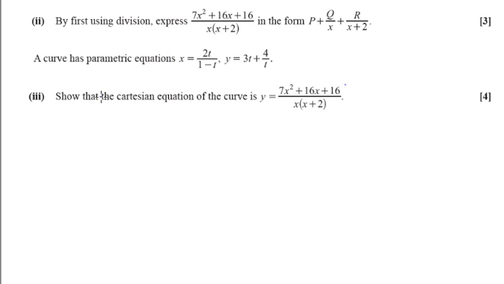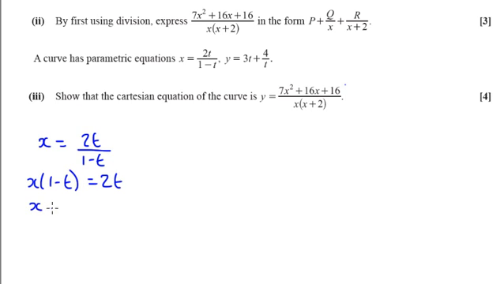In order to find a Cartesian equation when it's of this form, we're going to want to make t the subject of one of these and substitute it into the other one. And I think it's easier to make t the subject of the x function. So we've got x is equal to 2t over 1 minus t. And if we times by the 1 minus t, we're going to have x bracket 1 minus t equals 2t.